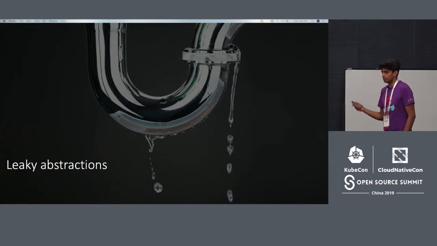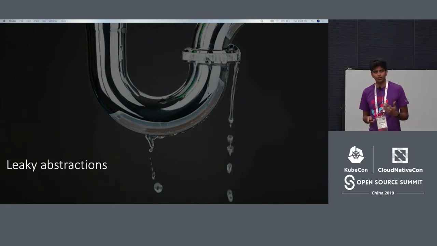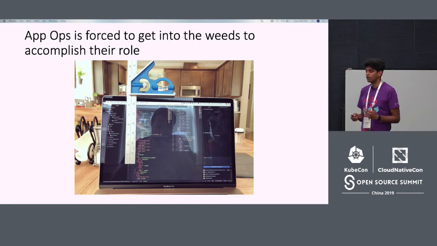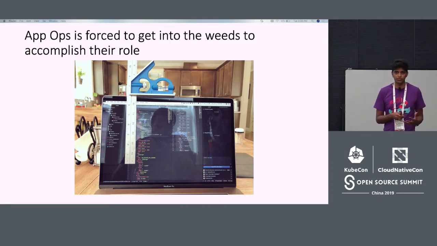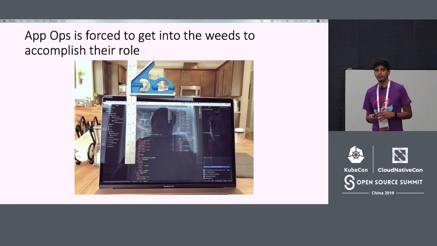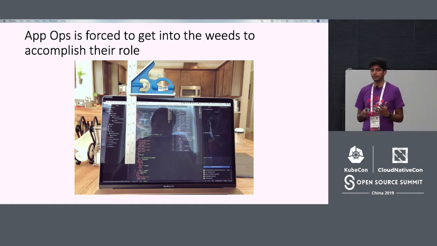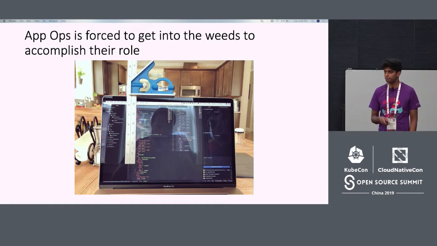And this leads to the next point of leaky abstractions, which is when you're trying to set up a thing like service mesh on Kubernetes and you're trying to deploy Istio, you have to deal with a lot of YAMLs. You end up having to set up a lot of YAMLs as an application operator, and this forces you to get into the nitty-gritty of Kubernetes, which is not necessary.